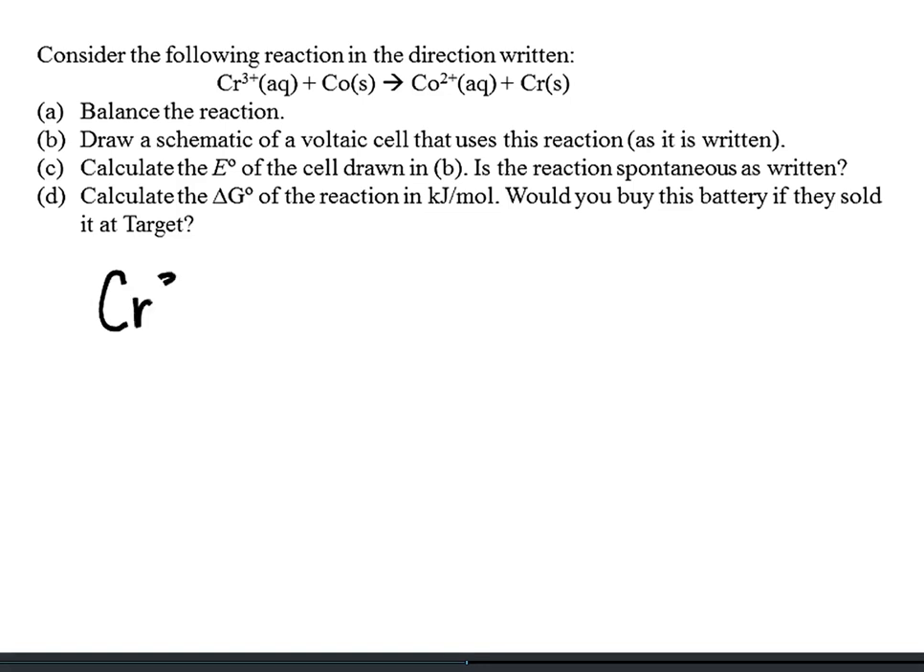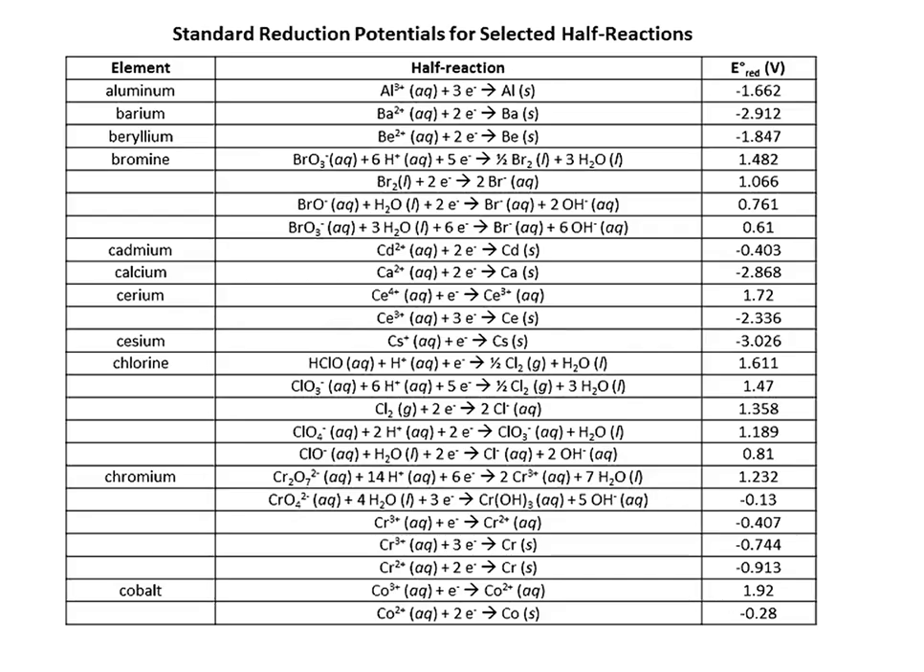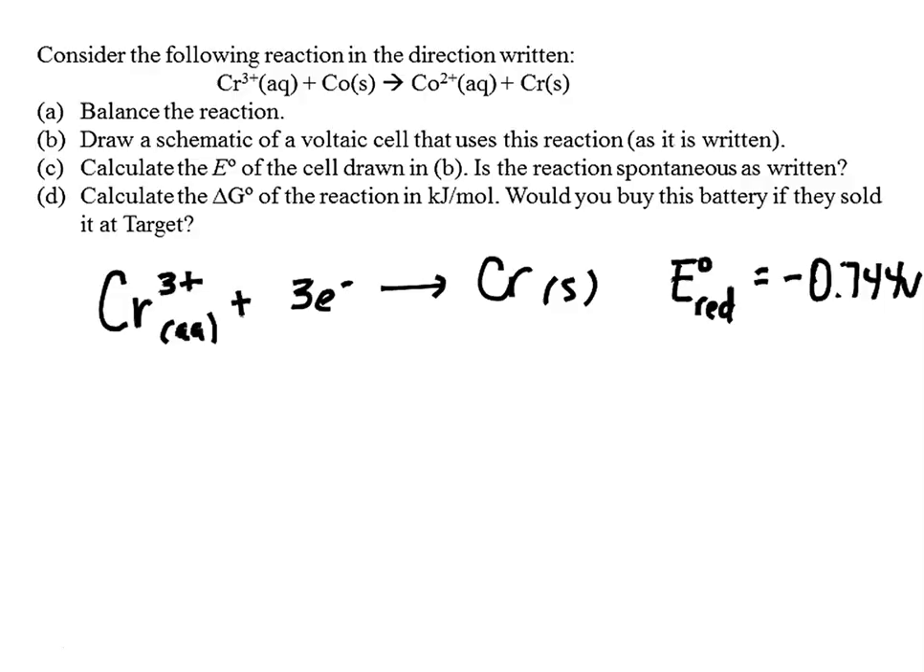Now we're going to calculate the potential of this cell. We're going to start with the reduction half reaction for chromium. We're going to look up its reduction potential in the table. Find the element, chromium. This is its reduction half reaction for the one that we've drawn, negative 0.744.